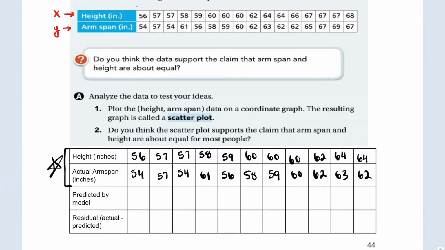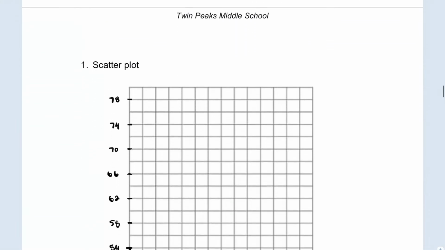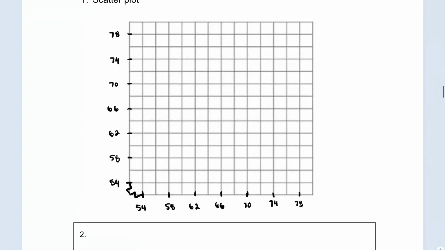Okay, so once you have your 11 data values, we're going to go ahead and create what we call a scatter plot, okay? So I would like you guys to set up your graph just like this with the same markings, okay? So along the x-axis, we have the height in inches, and then along the y-axis, we have the arm span in inches.